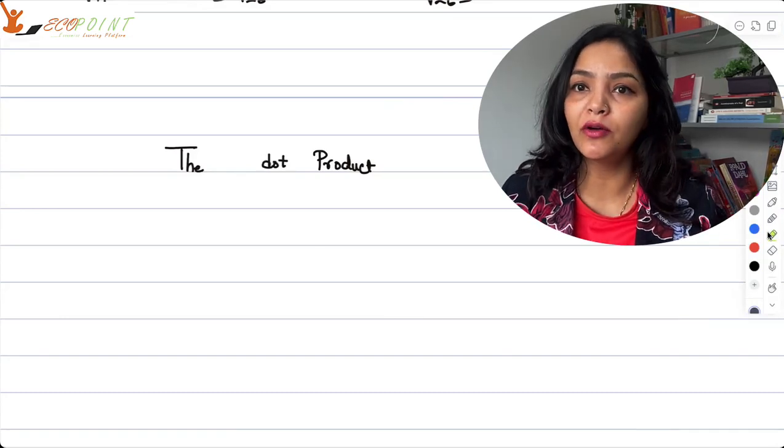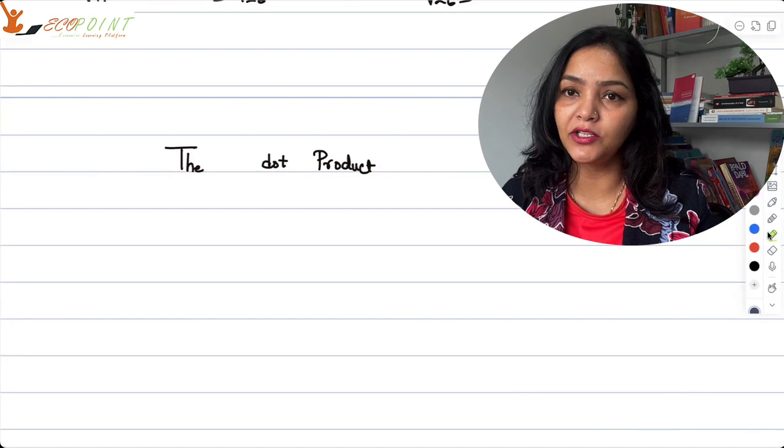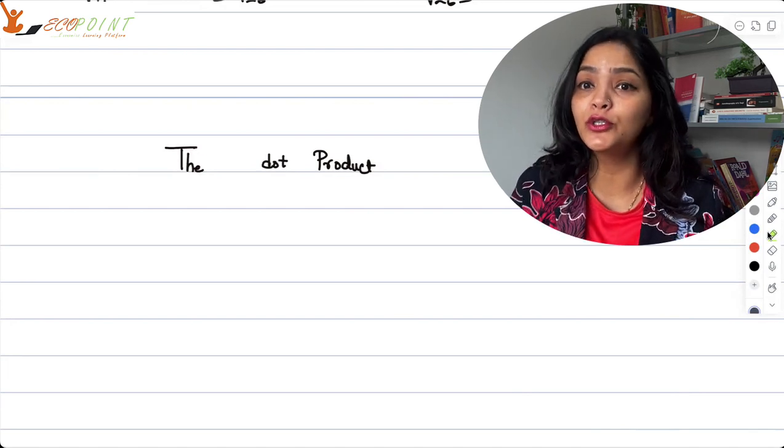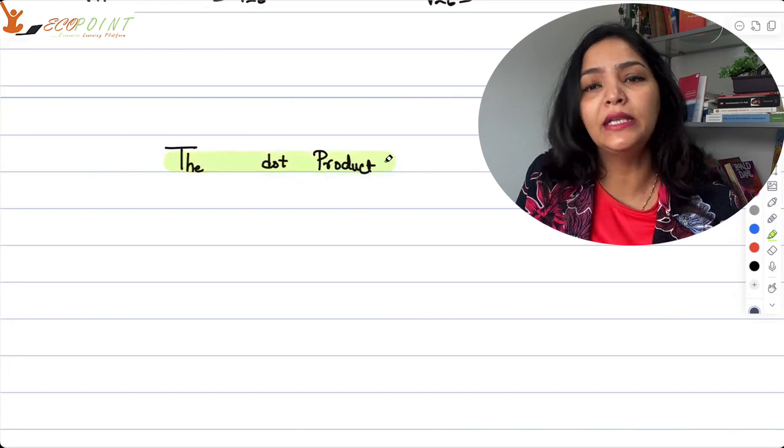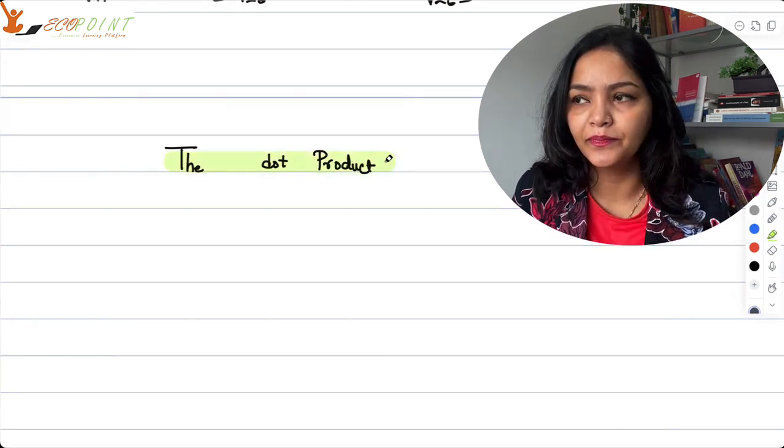Today I'm going to talk about a very important concept in linear algebra, and this is the concept of dot product. Why do we need dot product? What will it actually geometrically tell us?